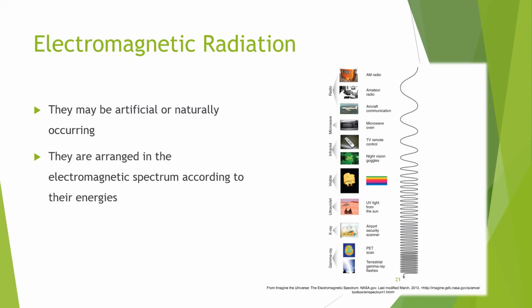Okay, so this is probably my favorite visual aid for understanding electromagnetic radiation. First, they can be artificial or naturally occurring. Humans are very capable of creating electromagnetic radiation, and they're arranged here on this electromagnetic spectrum according to their energies. So if we just draw a little line right here in between visible and ultraviolet, we can see here that everything above this line is non-ionizing, and everything below this line is ionizing radiation, and that's going to be very important for us later.